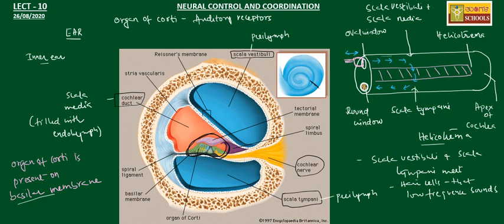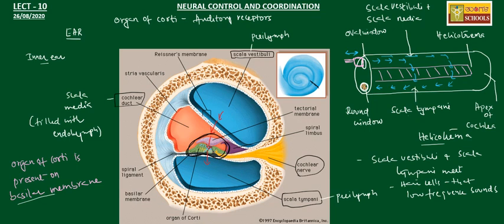So some waves may go up to here, and then they pass down into scala tympani, and then return out through the round window. So this is how it takes place. Here where I show, those vibrations will pass from scala vestibuli into the media, and then through the organ of Corti, and that is how it enters into scala tympani.